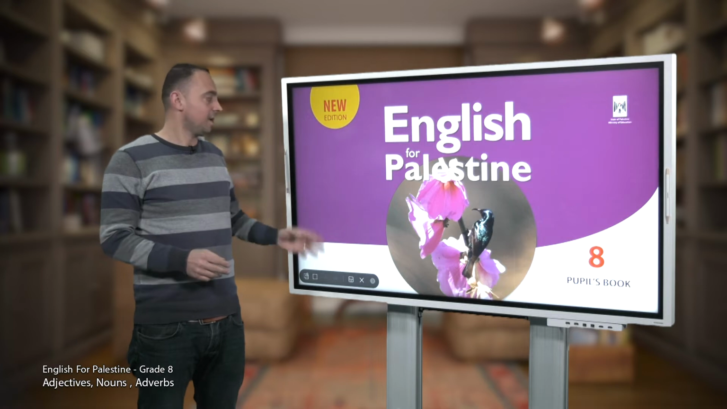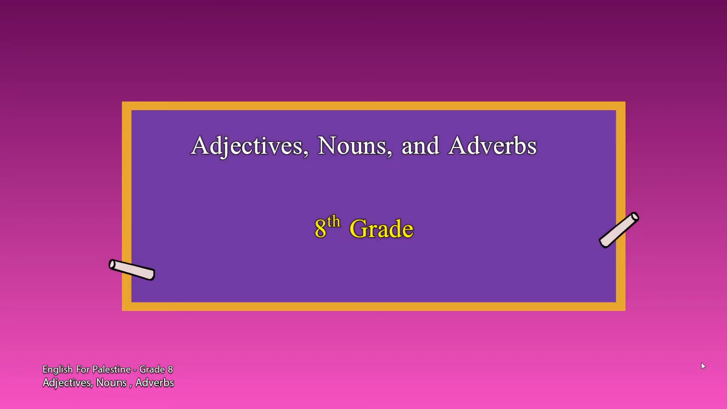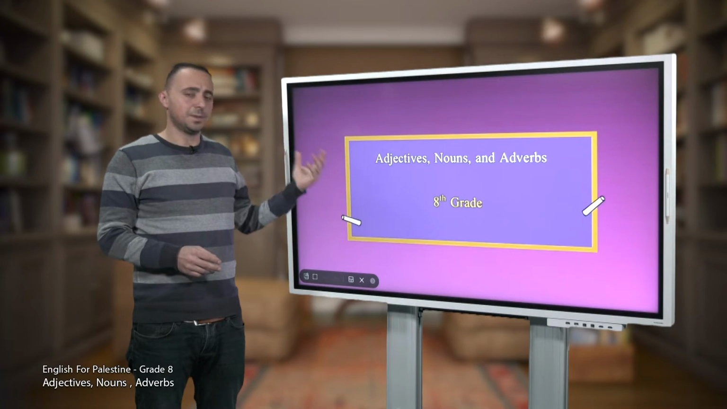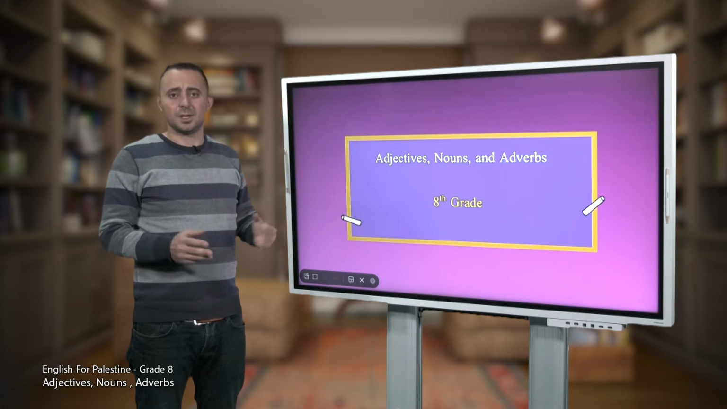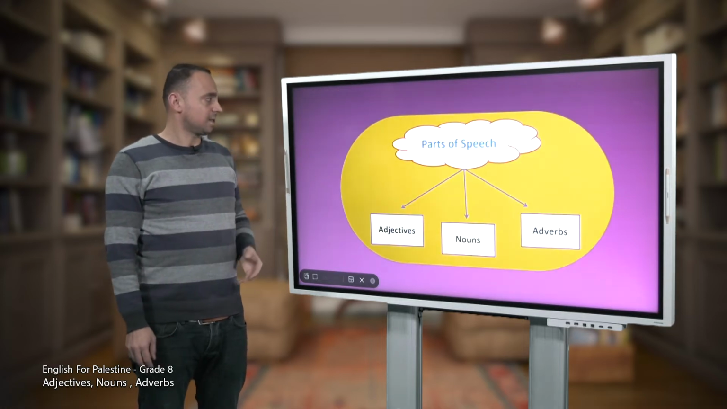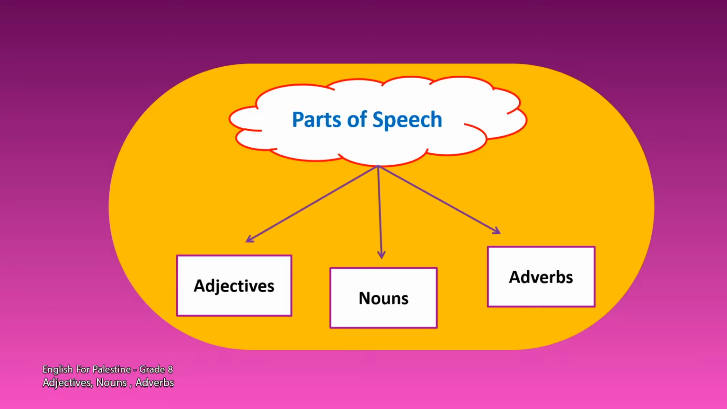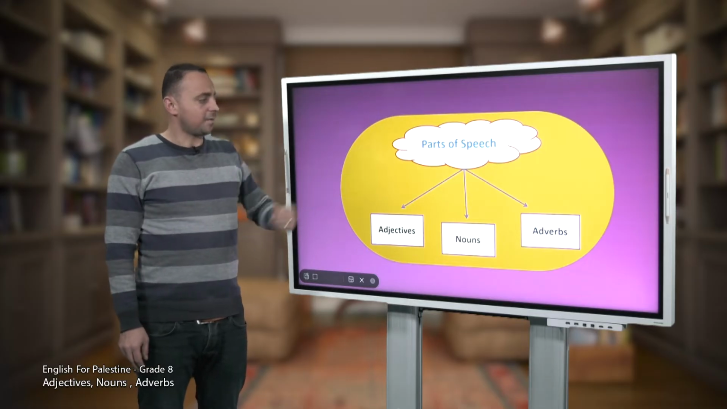Our lesson today is going to be about using adjectives, nouns, and adverbs. In this part, we are going to learn how to use adjectives, nouns, and adverbs correctly. Let's get started. Look at this, the parts of speech. Adjectives, nouns, and adverbs. Again, what are the parts of speech? They are adjectives, nouns, and adverbs.